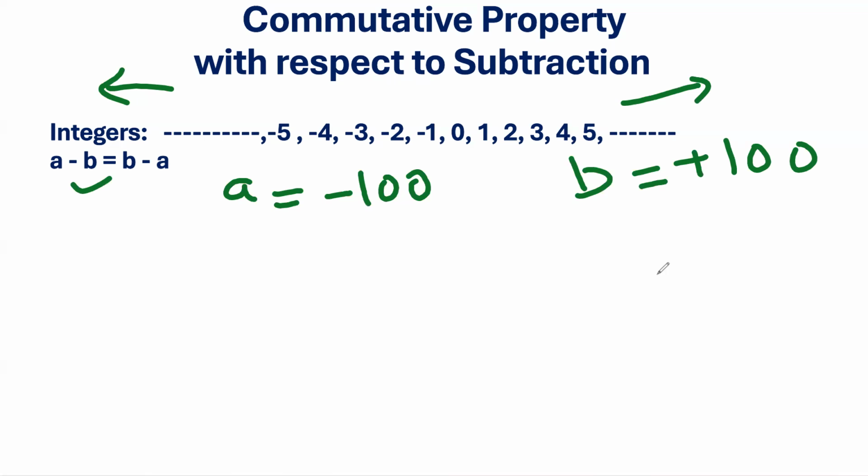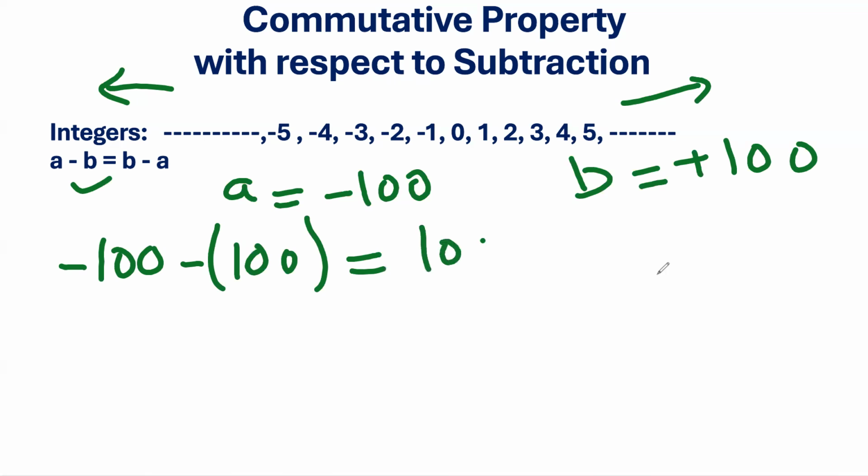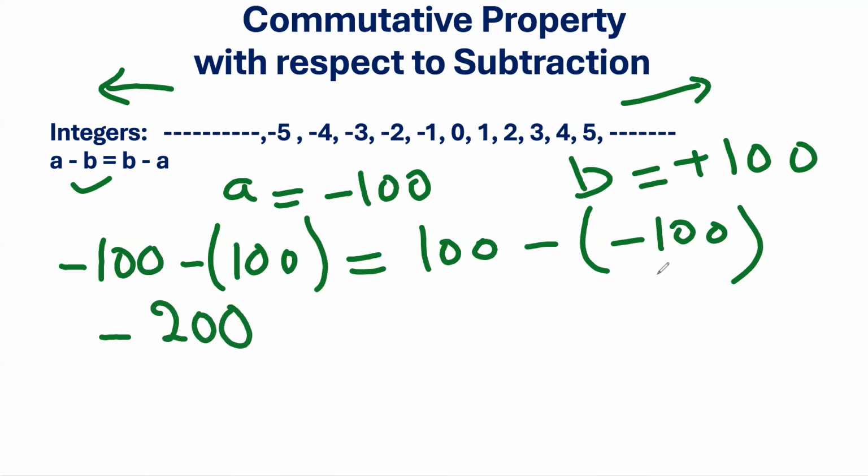A minus b is, what is a? -100. What is b? +100. Is it equal to b minus a? What is b? +100. Minus a. A is -100. Check they both are equal or not. -100 and -100 will give you -200. Right? -100, -100 will give you -200.